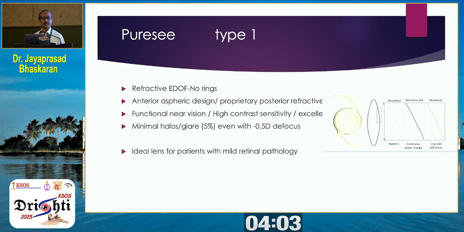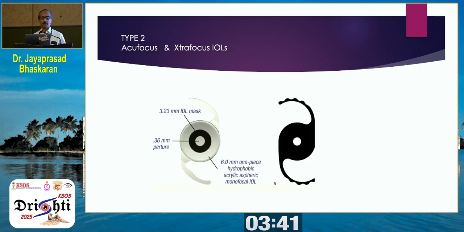So these patients get functional near vision, high contrast sensitivity, there are no rings, and minimum halos and glare, like 5%. Remember that all lenses have glare and halos. Monofocal lenses 5%. So this matches monofocal lenses. And this may be an ideal lens if you are planning to put an EDOF lens in a patient who has mild retinal pathology or glaucoma.